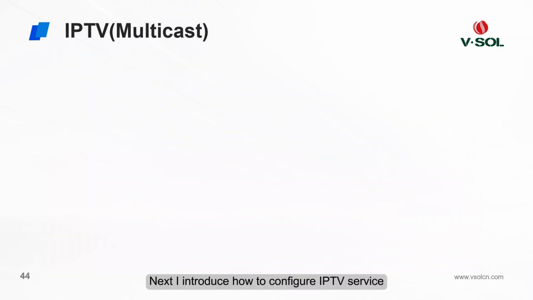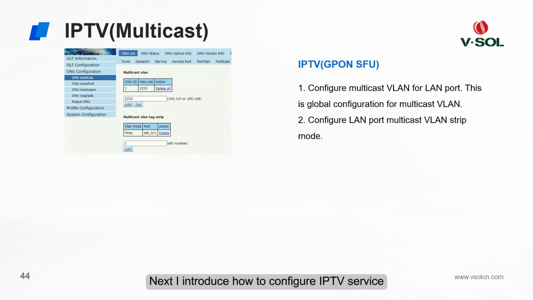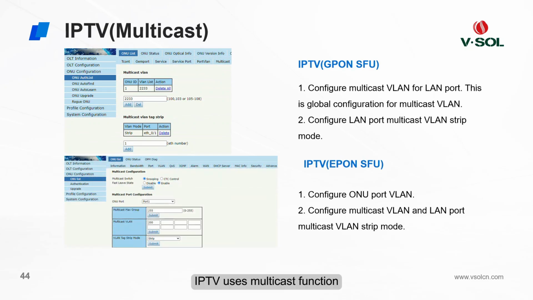Next, I introduce how to configure IPTV service. IPTV uses the multicast function. For SFU type ONU, you need to configure multicast VLAN for the LAN port and configure strip mode. For GPON, multicast VLAN is a global configuration, and for EPON, it's based on the LAN port.